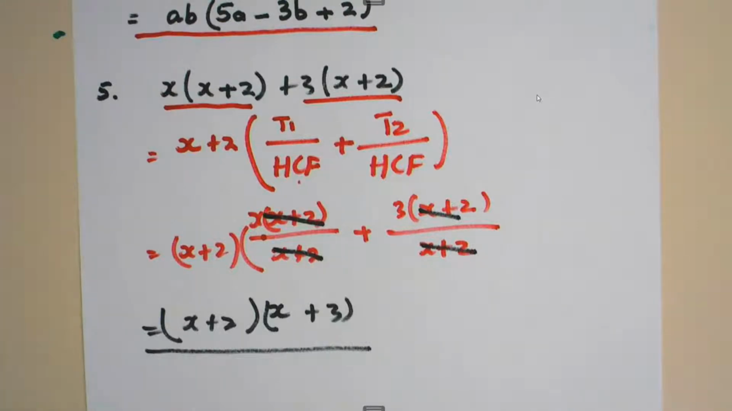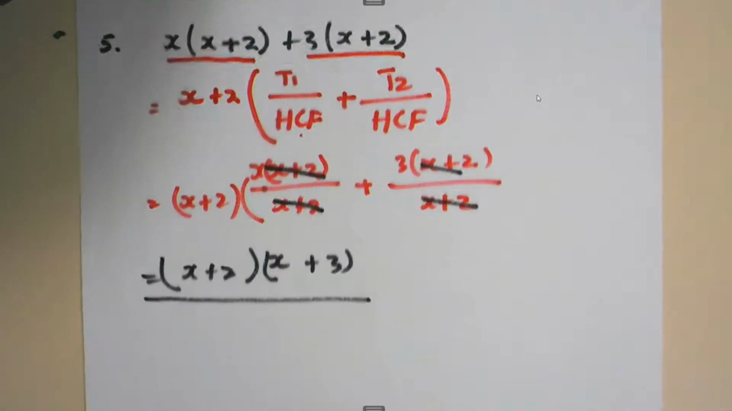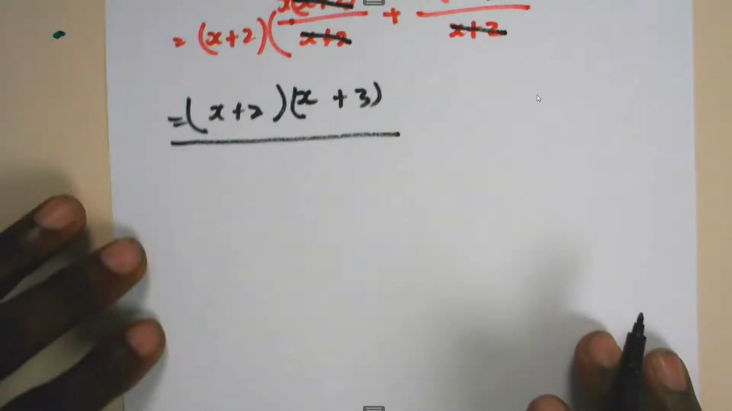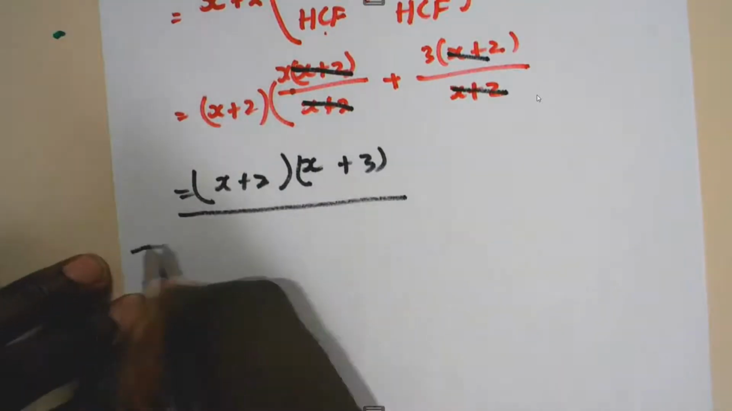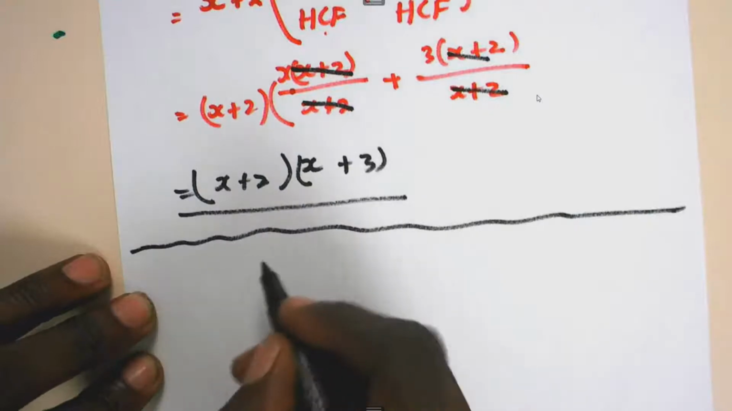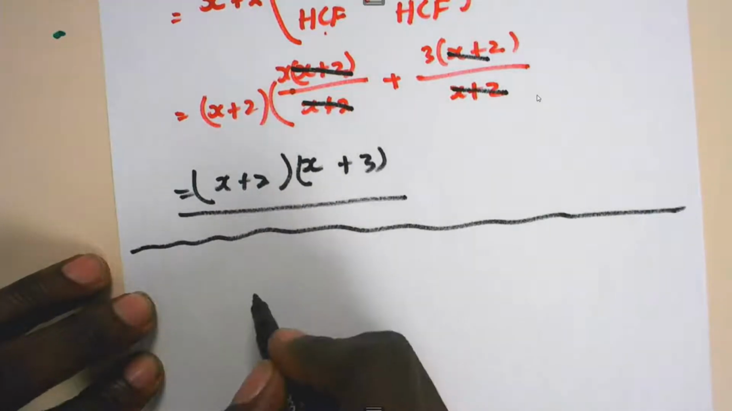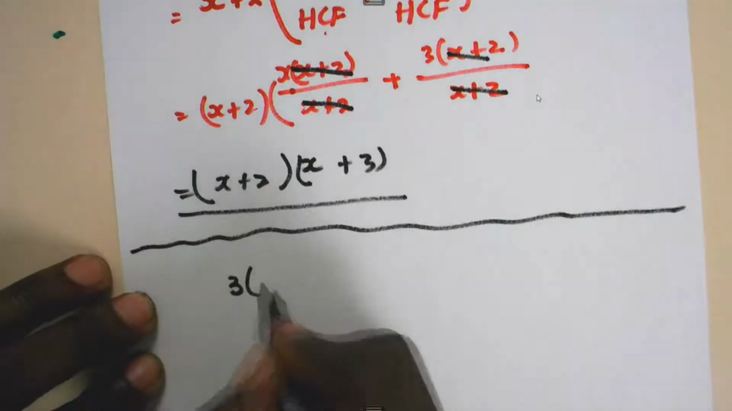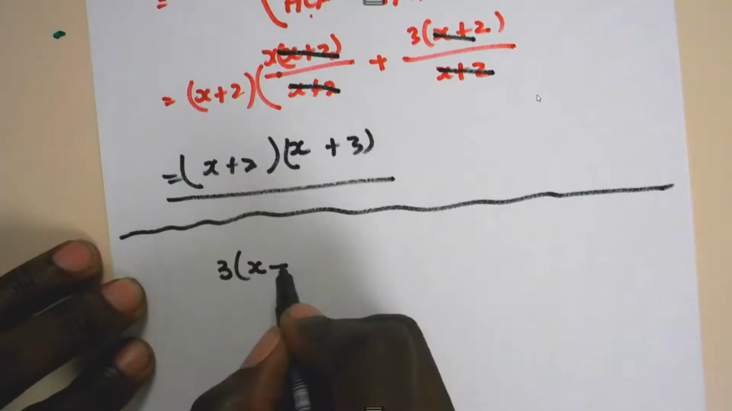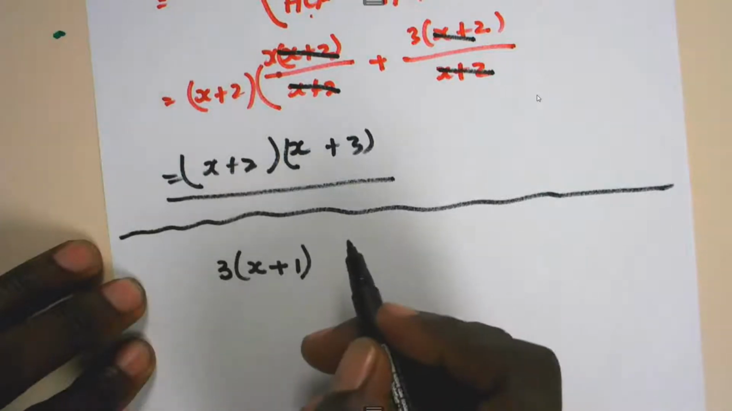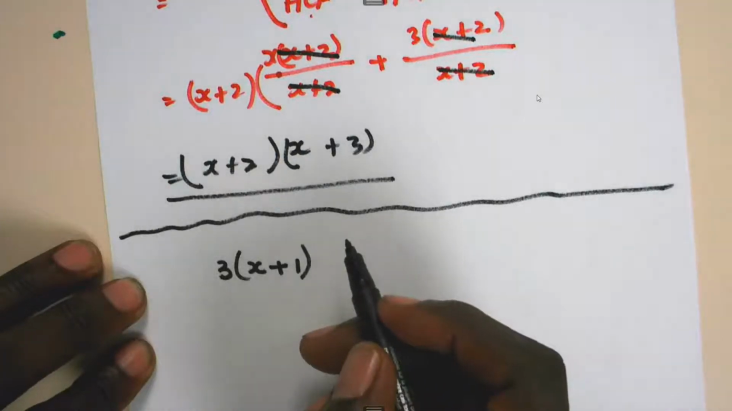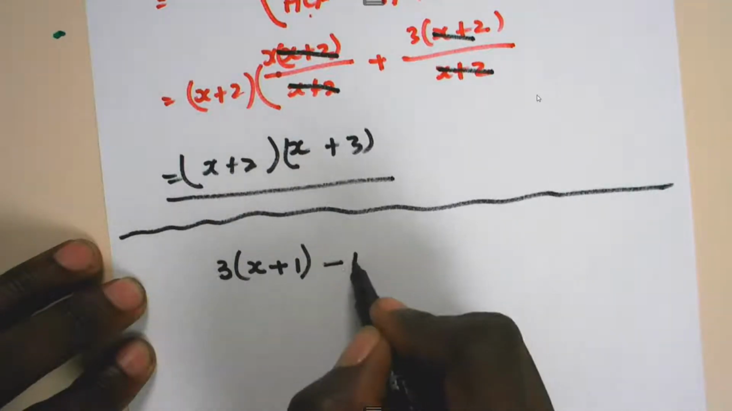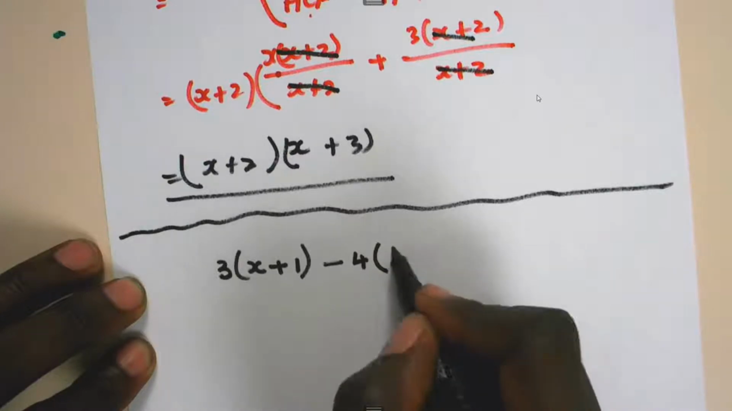That is that. But now, let's look at this one. What if we have, let me draw a line. What if we have, let's take an example of 3 into x plus 1, plus 1, and then minus 4 into 1 minus x.